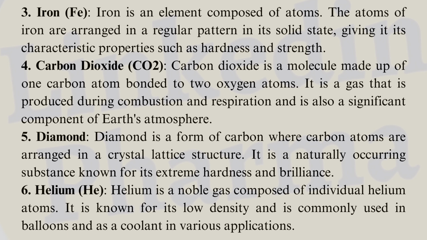5. Diamond. Diamond is a form of carbon where carbon atoms are arranged in a crystal lattice structure. It is a naturally occurring substance known for its extreme hardness and brilliance. 6. Helium. Helium is a noble gas composed of individual helium atoms. It is known for its low density and is commonly used in balloons and as a coolant in various applications.